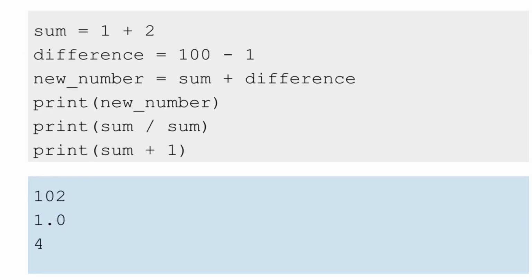This example demonstrates how you can even perform mathematical operations using variables. Sum evaluates to 3, difference evaluates to 99, and on the third line, the variable new_number will evaluate to 102 because the value of the sum variable is 3. When it's added to the value of the difference variable, which is 99, the result is 102. In the last two print statements, we perform calculations on variables there as well.